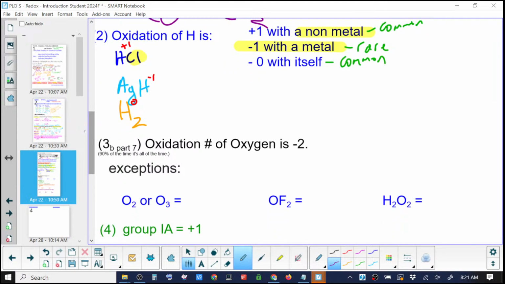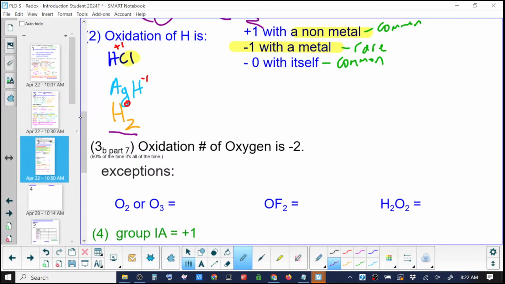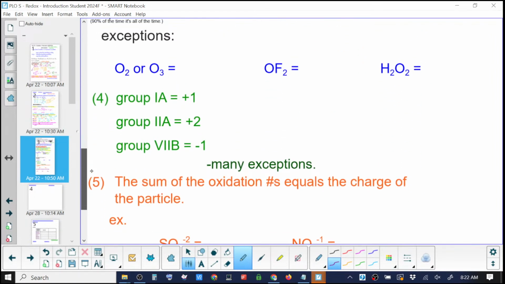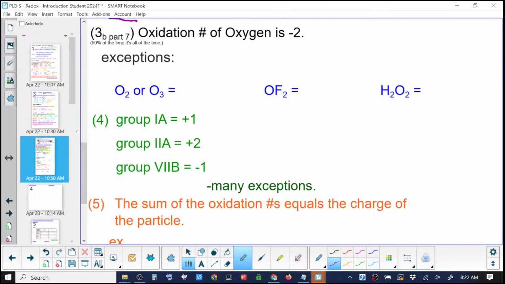Hydrogen has 3 possible charges, normally plus 1 with a non-metal. Occasionally, if you find it with a metal, it'll be weird and be minus 1, because hydrogen has twice the chance of a date on a Saturday night and can go either way. But it prefers being plus 1. It would rather give up an electron with a non-metal. So you've seen that in acids. And then if it's by itself, just like anything in its natural state, which was the first one we did, it's 0. And then we were about to do oxygen.